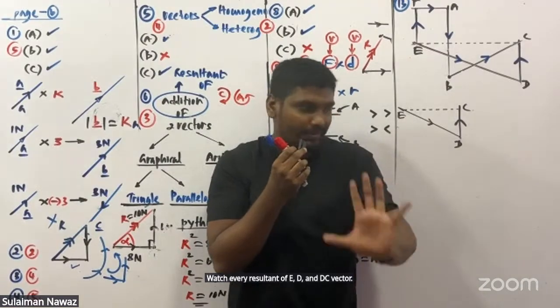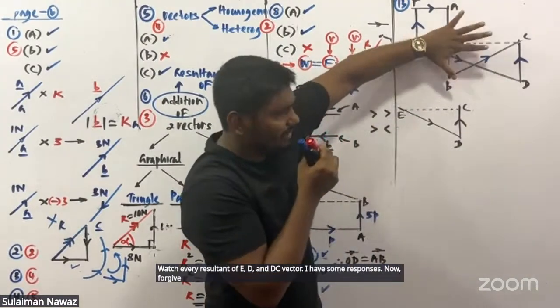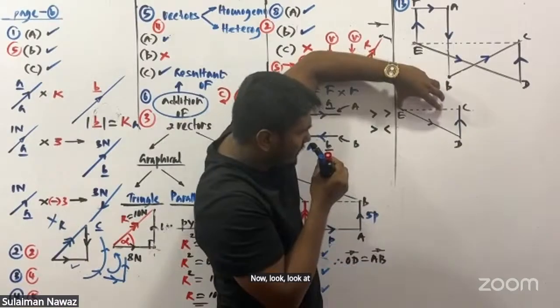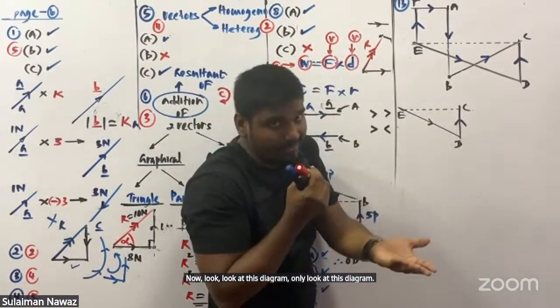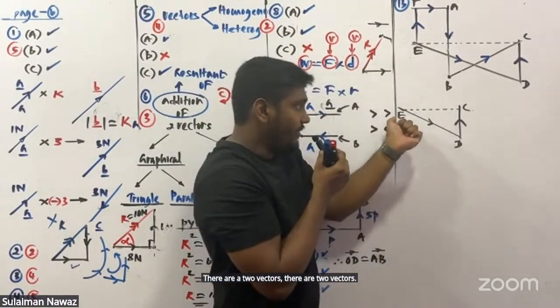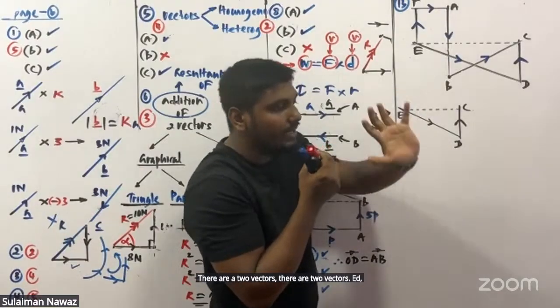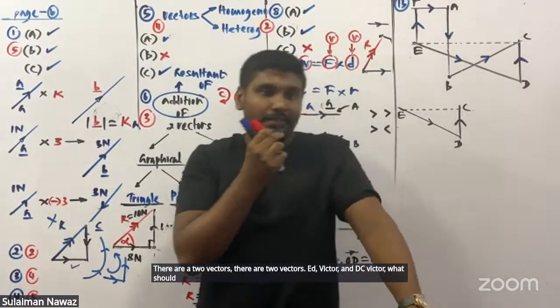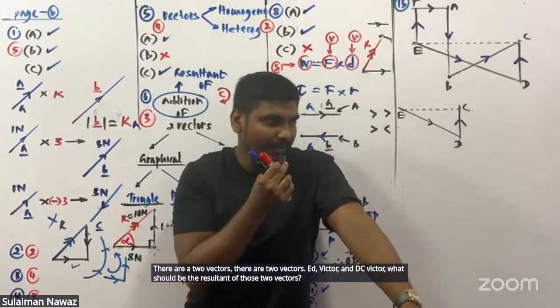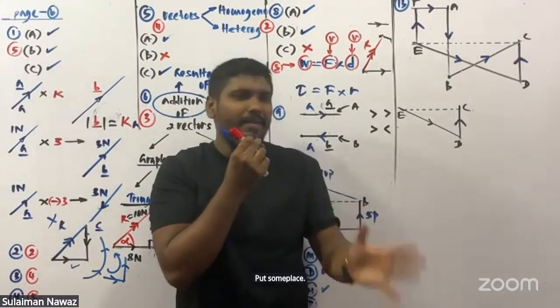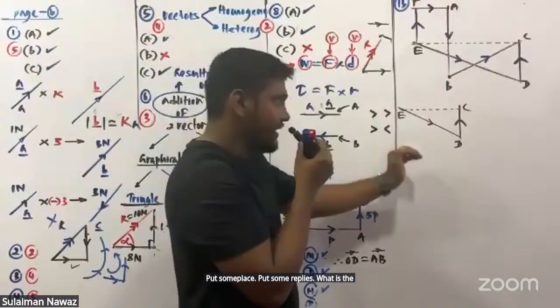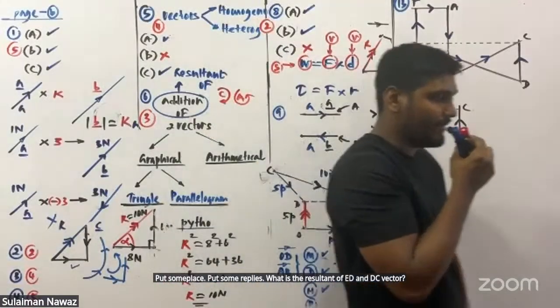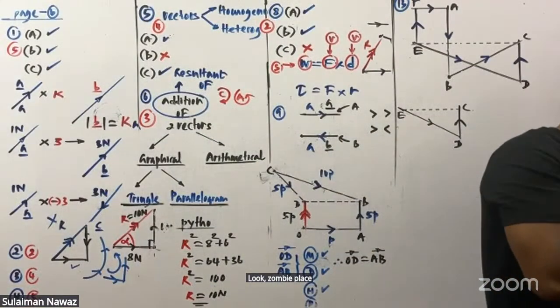I know some responses. Now forget this entire diagram. Now only look at this diagram. There are 2 vectors, the ED vector and the DC vector. What should be the resultant of those 2 vectors? Put some replies. What is the resultant of the ED and DC vector? Maybe right or wrong, it doesn't matter.